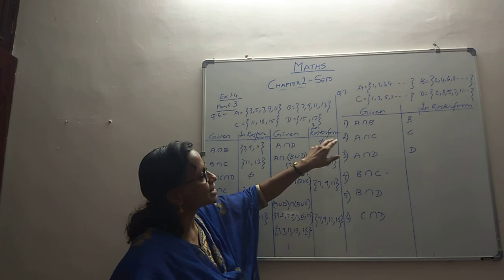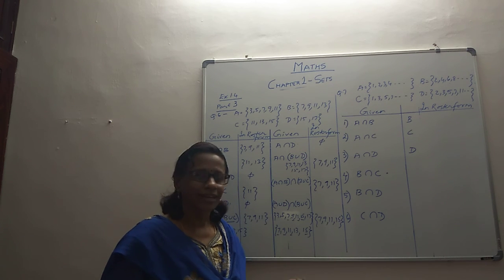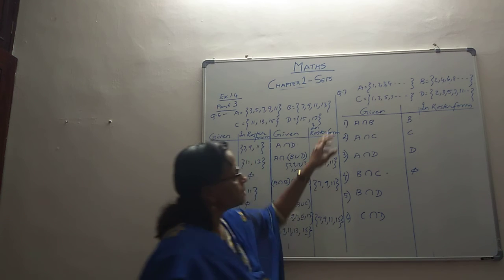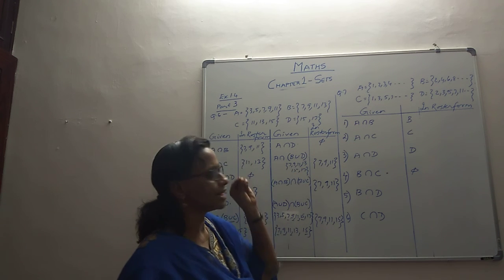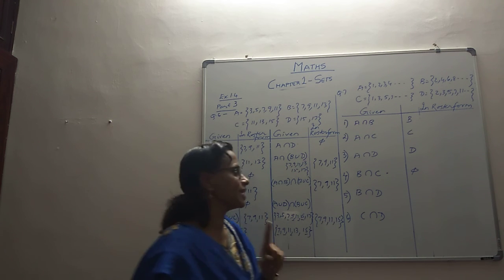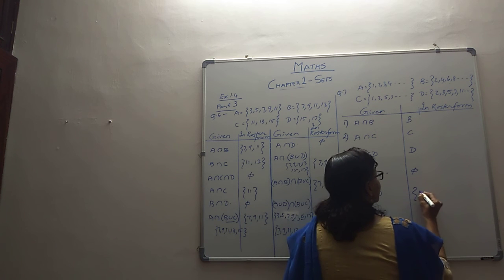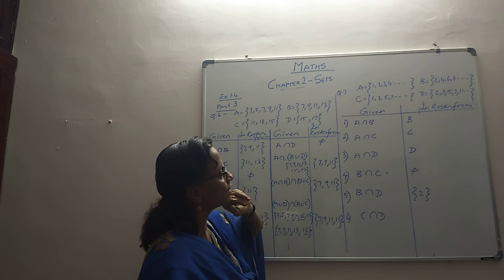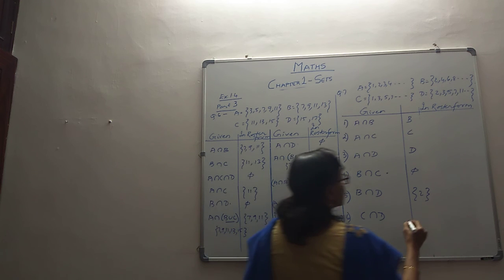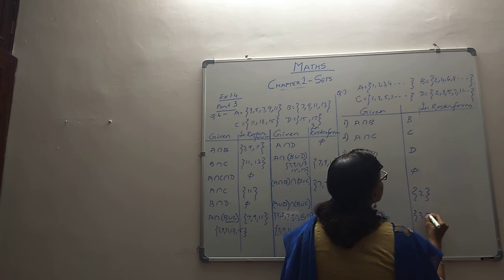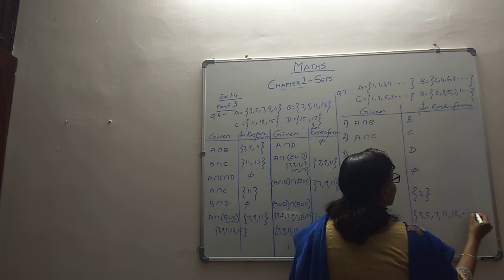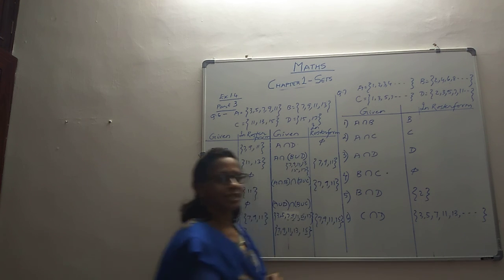Between B and C, nothing is common. There is absolutely nothing that is common, so it's an empty set. Between B and D, only one element is common, and that is 2. And between C and D, we will have pretty many common elements. We can have 3, 5, 7, 11. The next number could be 13, and that could be the common element.